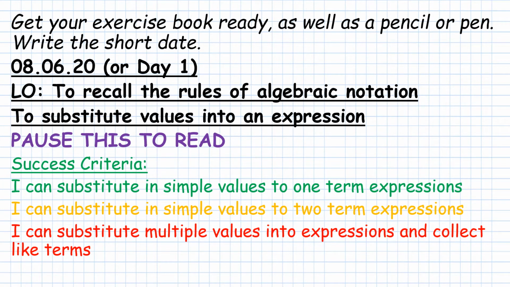You can pause here to read the success criteria for today's lesson, but before you do, I just wanted to remind you that substitute just means swap. So if we substitute in simple values to one-term expressions, it simply means we're going to be given a value for a letter or a symbol, and we're just going to swap that value, that number, for the letter or the symbol. So it will all become clear when we go through some of the skills for today. But you can pause here to go over the success criteria for today's lesson.